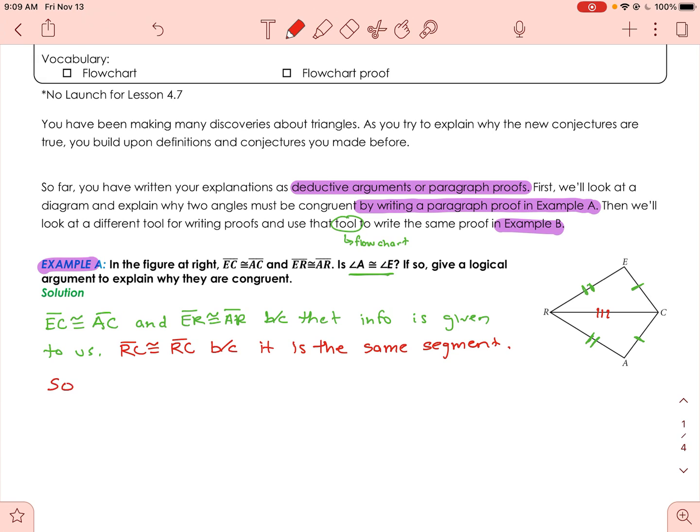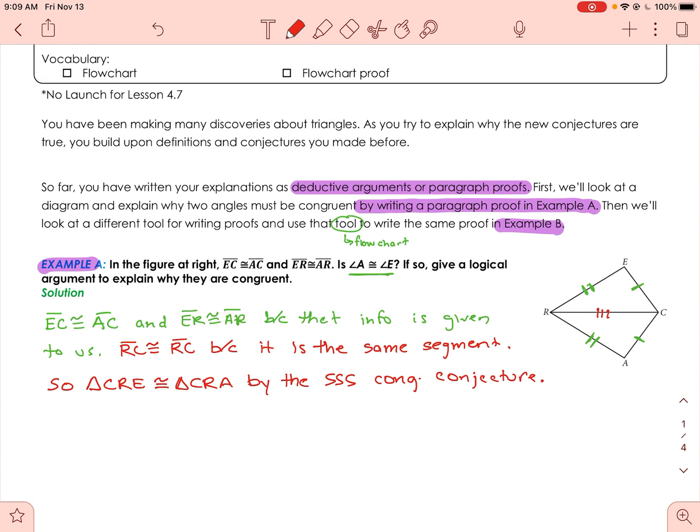So triangle CRE is congruent to triangle CRA, and we can say that because we are using the side congruence conjecture.